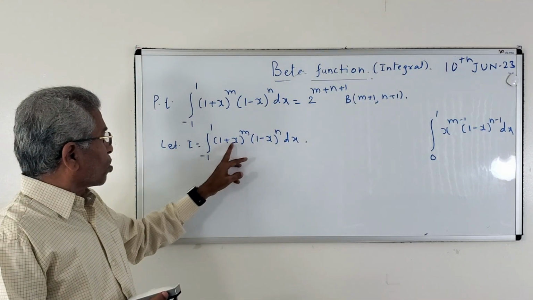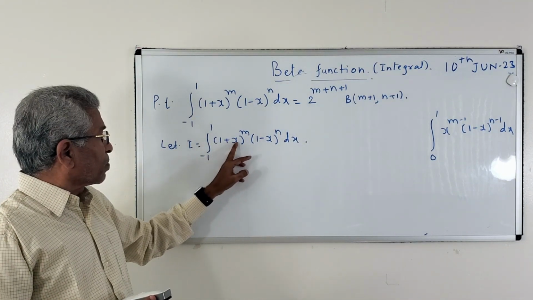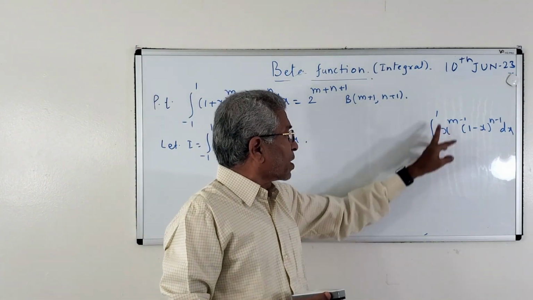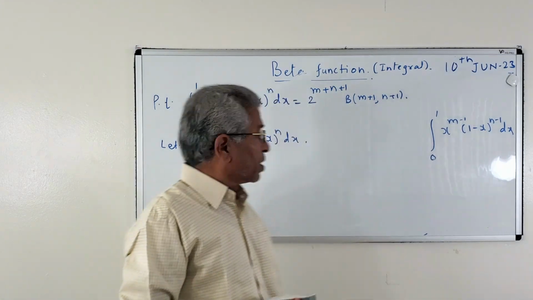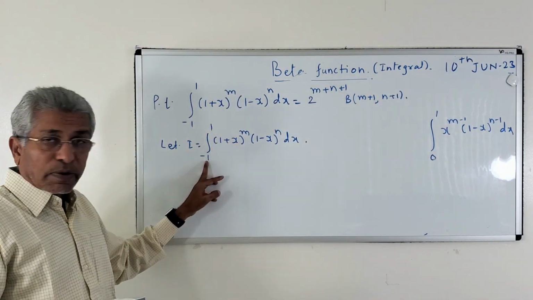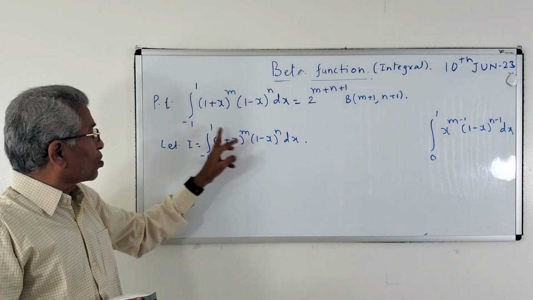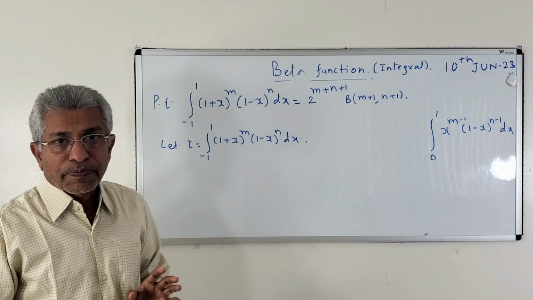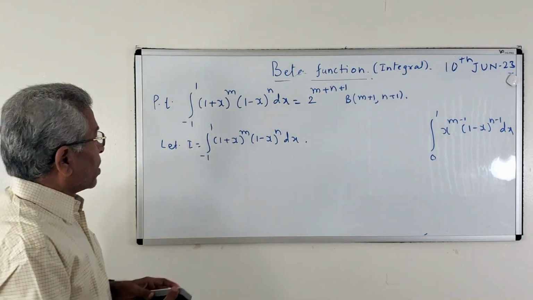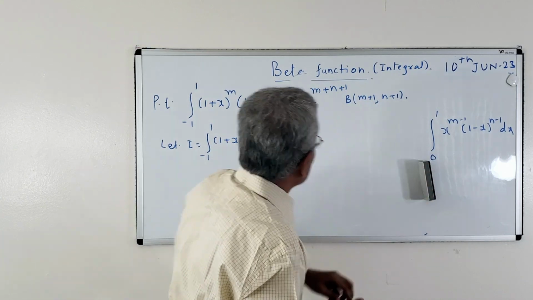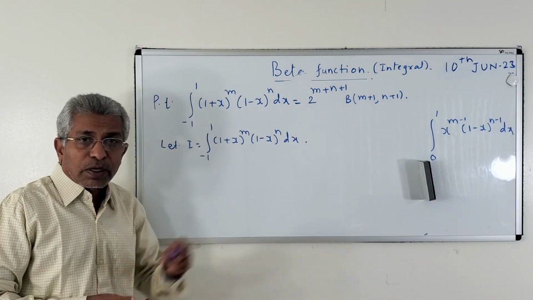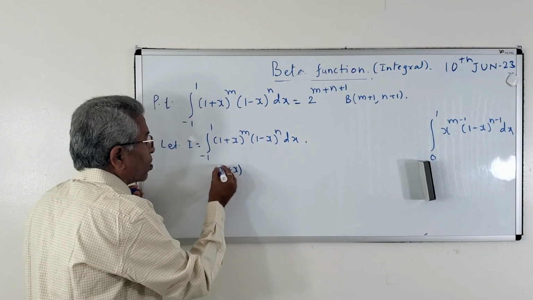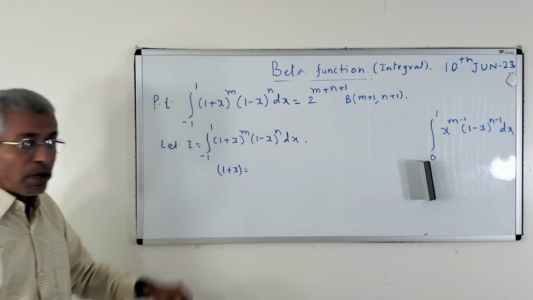Now, 1 plus x is 0 for the lower limit. And what is 1 minus 1? 1 minus 1 is 0. So one of the functions is 0 for the lower limit, another function will be 0 for the upper limit. Here also, 1 plus x is 0 for the lower limit and 1 minus x is 0 for the upper limit. It means you may try this example by the beta function. Now let us see the substitution. Which function is 0 for the lower limit? 1 plus x. Make the substitution for this function.